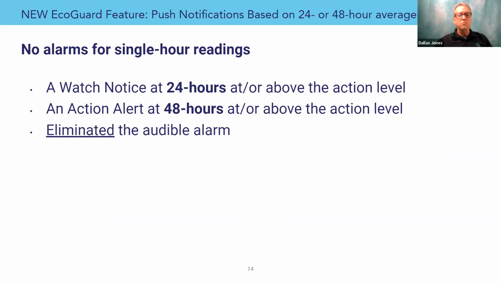So as part of that, we want to make sure we're not sending out alarms for single hour readings. The alarm is going to be a push notification if you choose to set that up. And it could be at 24 hours at or above the actionable level, or at 48 hours at or above the actionable level. I have to tell you, I'm not positive. I was trying to find out today, but the developers were tied up, whether there's going to be a choice or you just select one or the other.